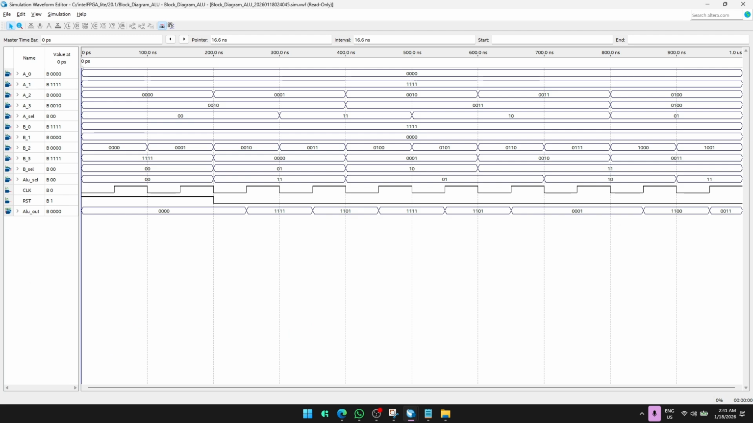Notice the transition at 300 nanoseconds. A cell is 0, 0, and B cell is 0, 1. The ALU cell is set to 1, 1. We see the ALU out change to 1, 1, 1, 1.